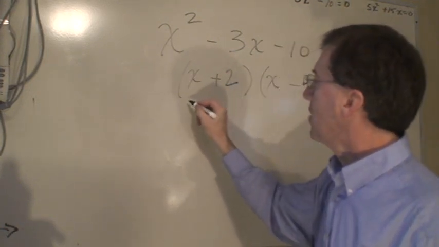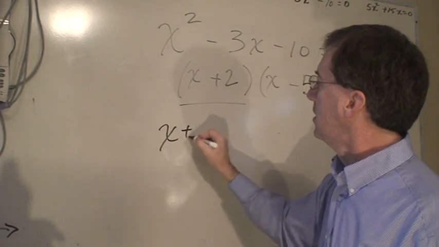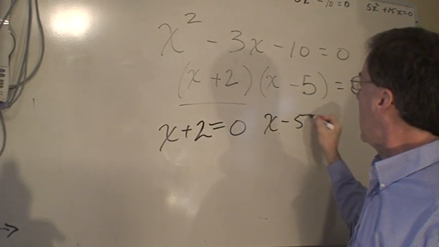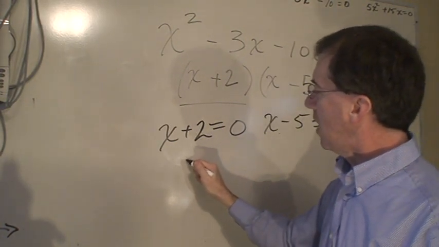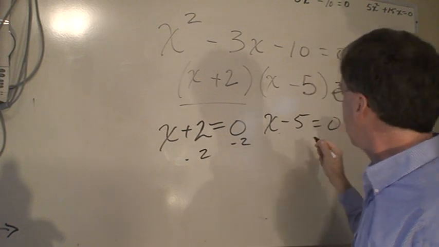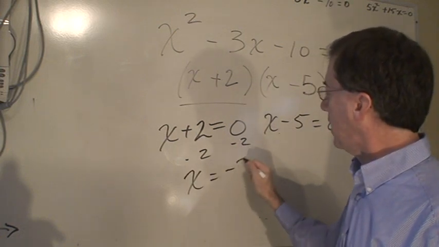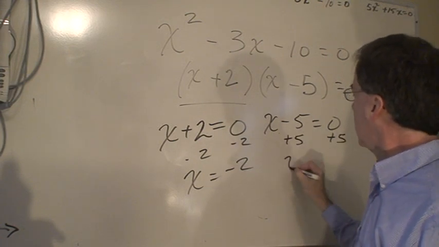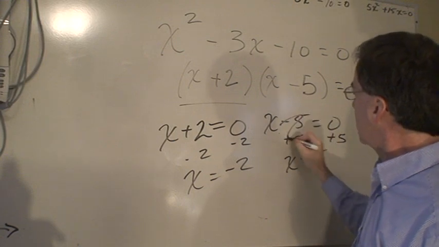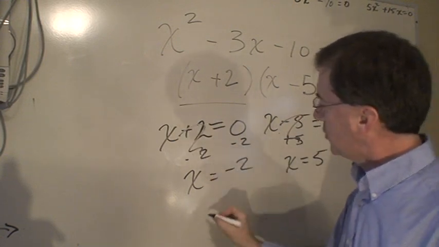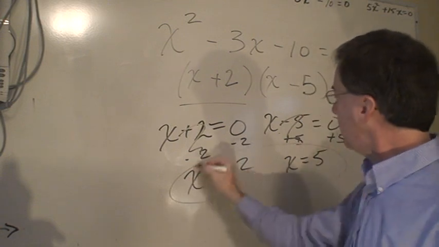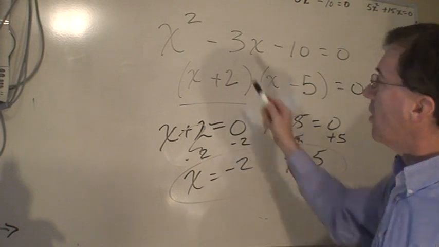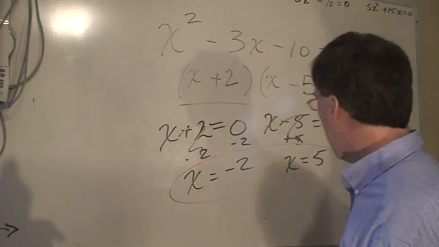I'm solving by factoring. Now again, I'm going to say x plus 2 equals 0, and x minus 5 equals 0. On this one, I'm going to subtract 2 from both sides, and I get x equals negative 2. There's one of my answers. On this one, I'm going to add 5 to both sides, and I get x equals 5. Those cancel out, of course. So I have 2 answers: x equals negative 2 or x equals 5. You can plug those in and verify that they work, and they will work.